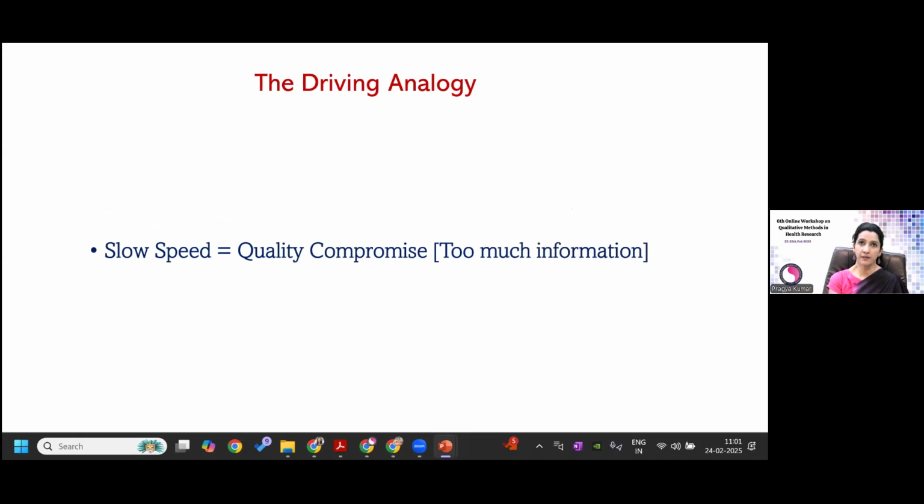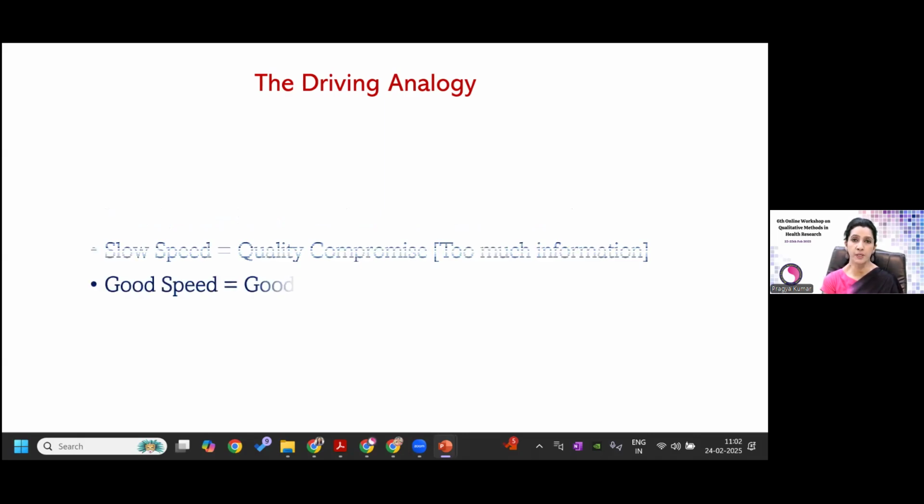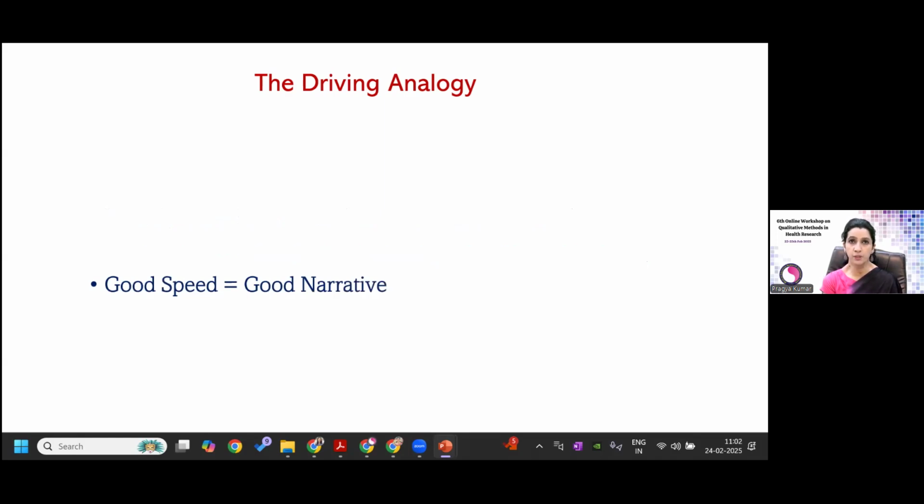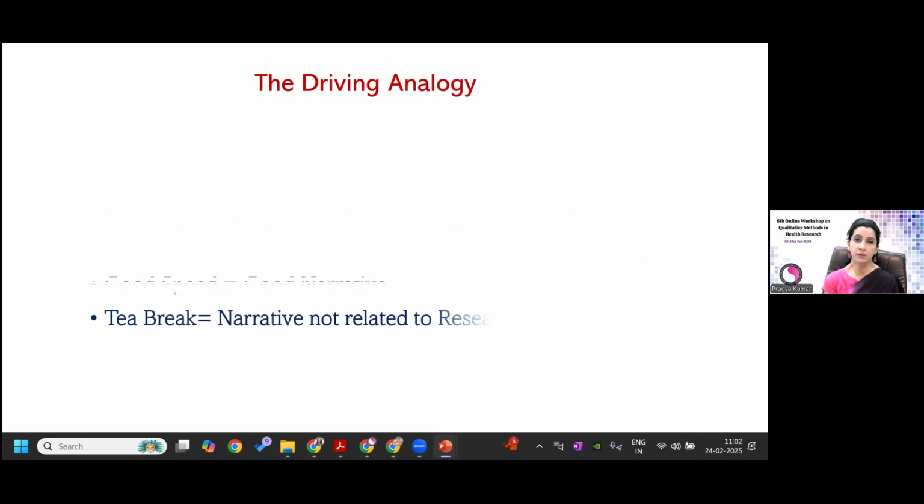And that's why, if you are very slow, then the quality will be compromised, and there will be too much information, an overload of information which is not needed. So you should keep an optimum speed of your interview, like the optimum speed of the car. A good speed is a good narrative. In between, you can take a break.